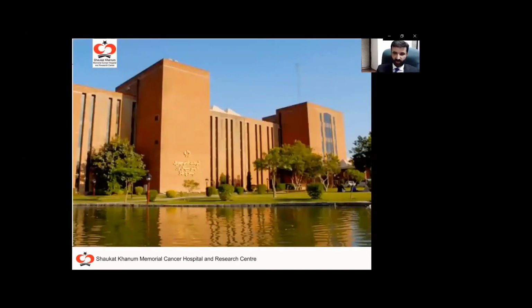This is Shaukat Khanum Hospital, Lahore, and I'm sitting here presenting the cases from here. I really like this view of the lake, and if any one of you get a chance to visit Shaukat Khanum, Lahore, I would strongly recommend this view to you.